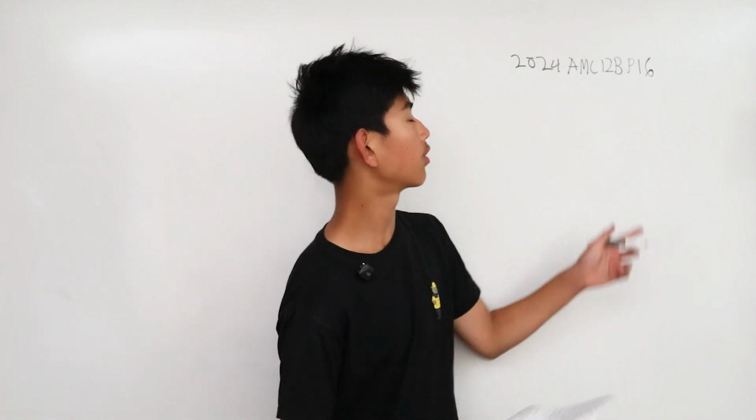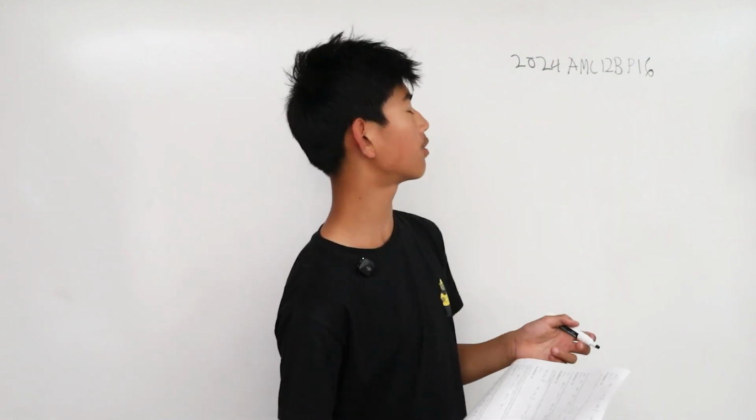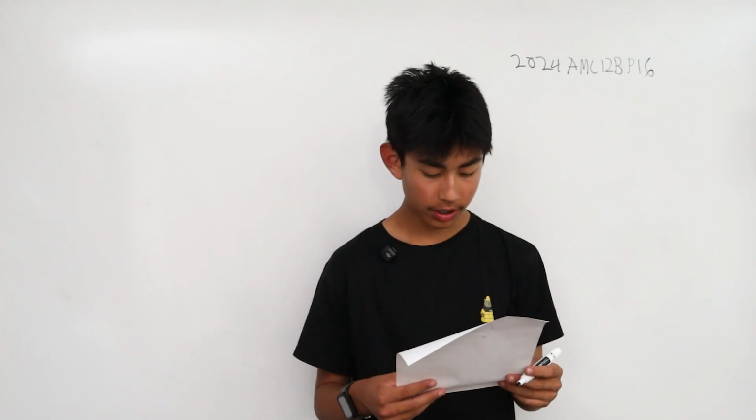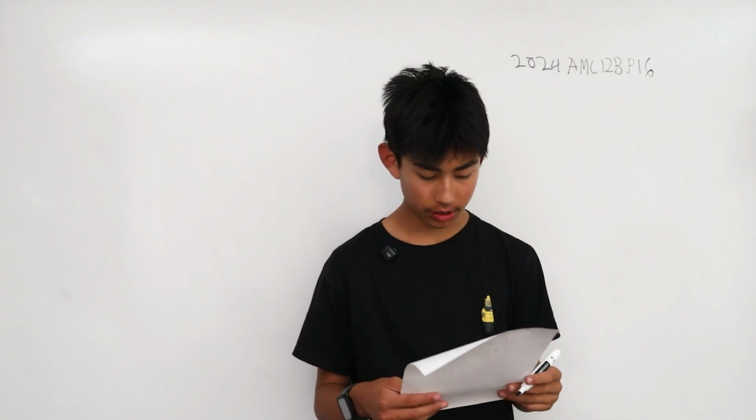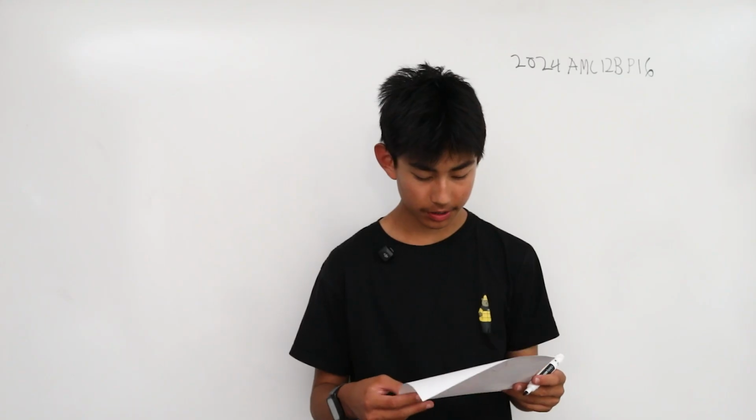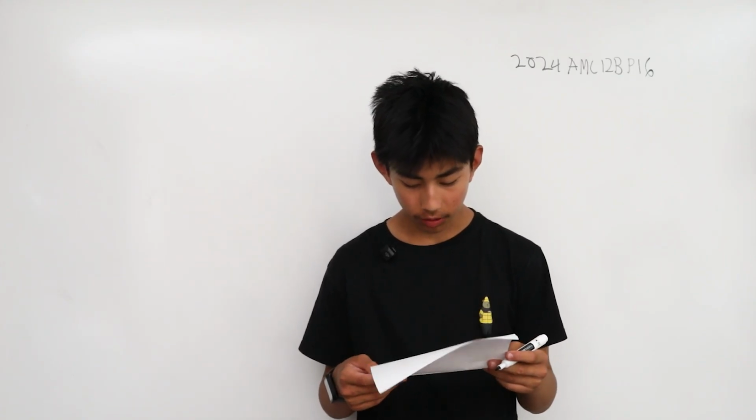We're solving problem 16 from the 2024 AMC 12B. A group of 16 people will be partitioned into 4 indistinguishable 4-person committees. Each committee will have 1 chairperson and 1 secretary. The number of different ways to make these assignments can be written as 3 to the power of r times m, where r and m are positive integers and m is not divisible by 3.